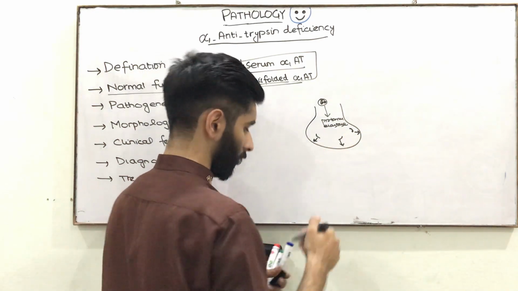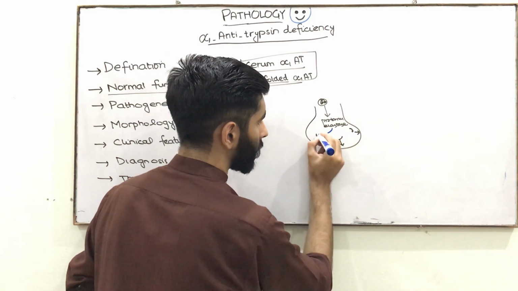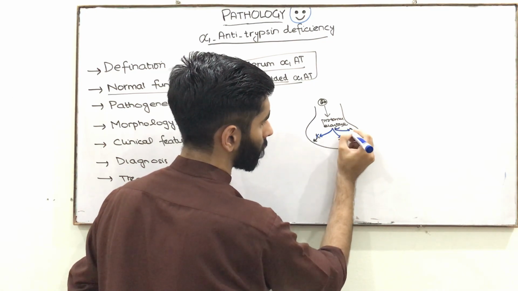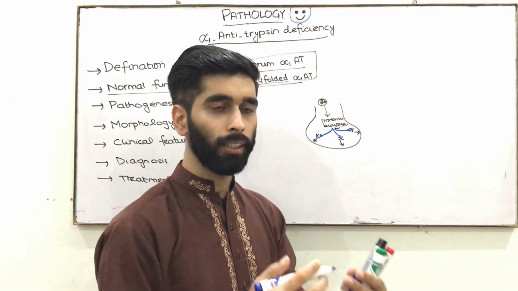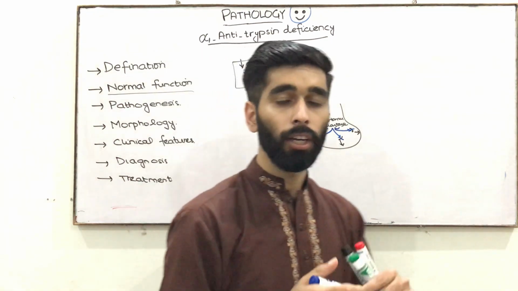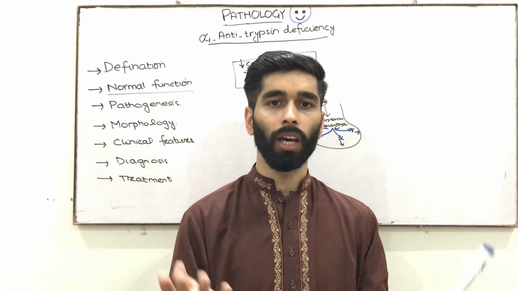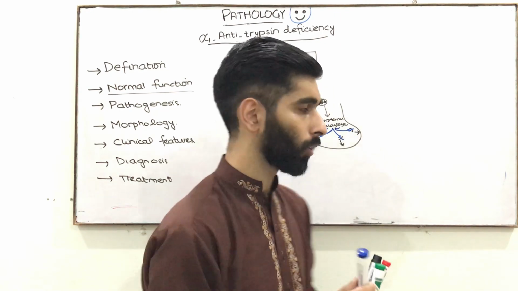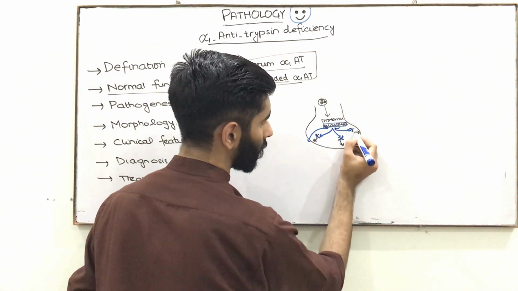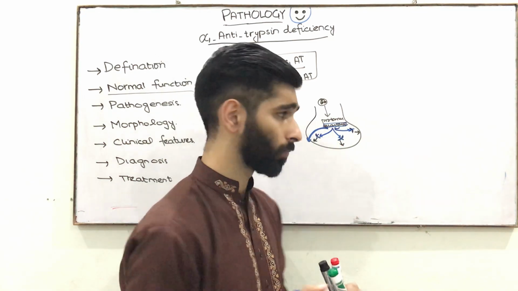Elastase attacks and destroys these infectious agents. In addition to attacking these infectious agents, this elastase also acts on the wall of the alveoli and destroys the elastin, which is responsible for the maintenance of elasticity of the alveolar wall. So elastase destroys these infectious agents and also attacks the elastin in the wall of alveoli.